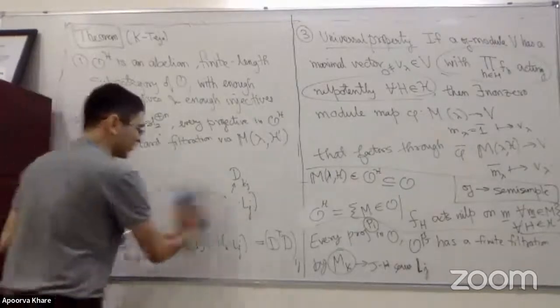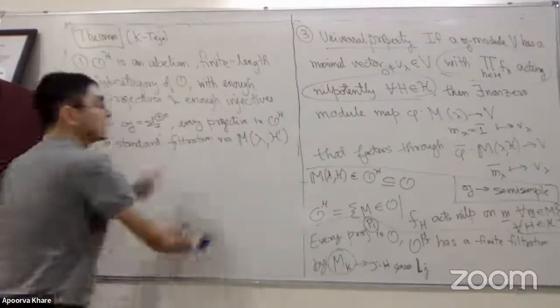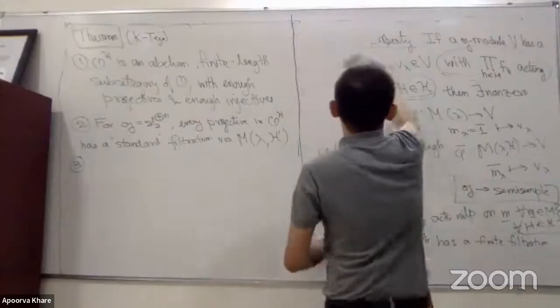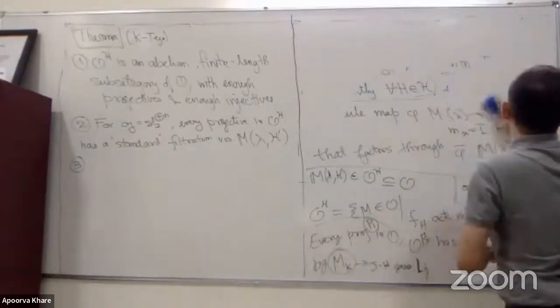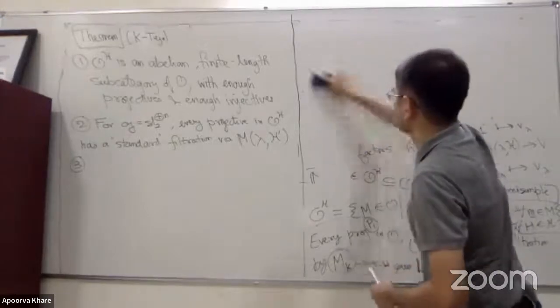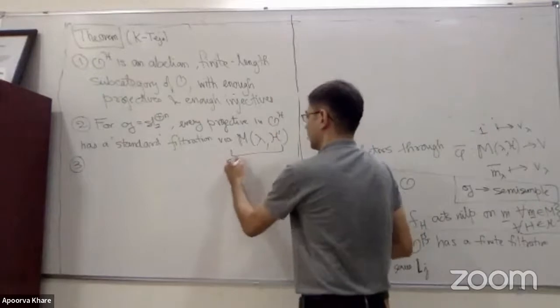So what do I mean? Before I tell you the third part, let me again remind you of the example from last time, SL2 plus SL2. So when you say standard filtration via M(lambda, H'), you mean the subquotients are M(lambda, H'). That's what you mean?